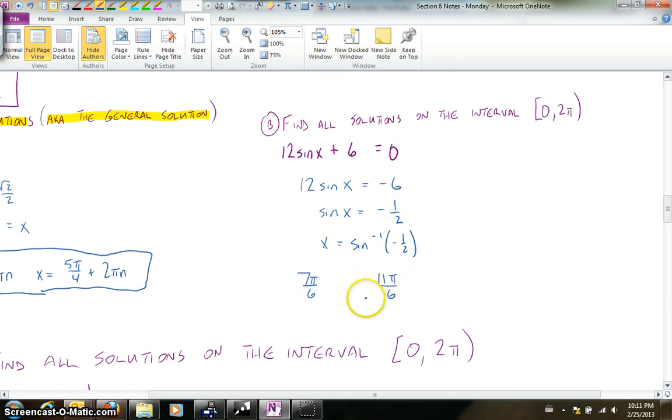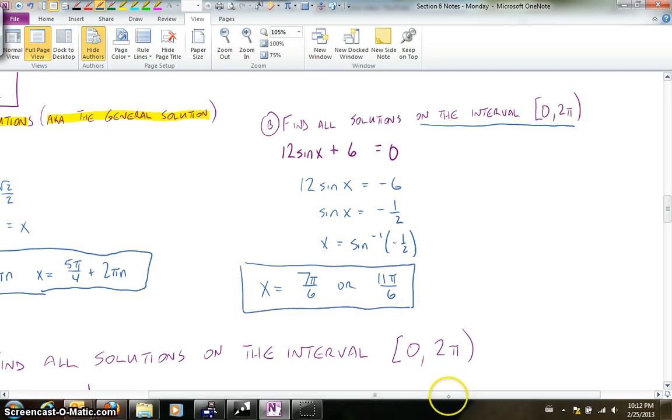And we don't have to put the plus 2 pi in here because we're looking only for the solutions on the interval 0 to 2 pi. So these are the two values of x, the two values of angles that would make this true.